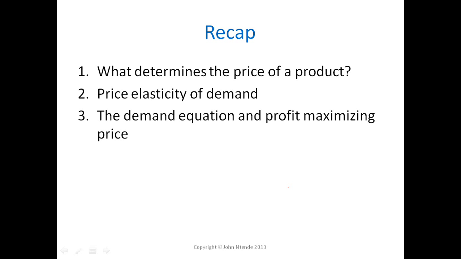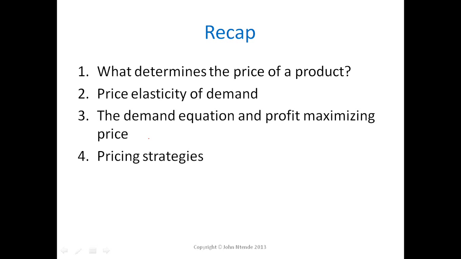We finally looked at the demand equation, P is equal to A minus BQ, and we established that the profit maximizing price occurs when marginal revenue is equal to marginal cost, the marginal revenue being represented by A minus 2BQ, and the marginal cost representing the variable cost of production.